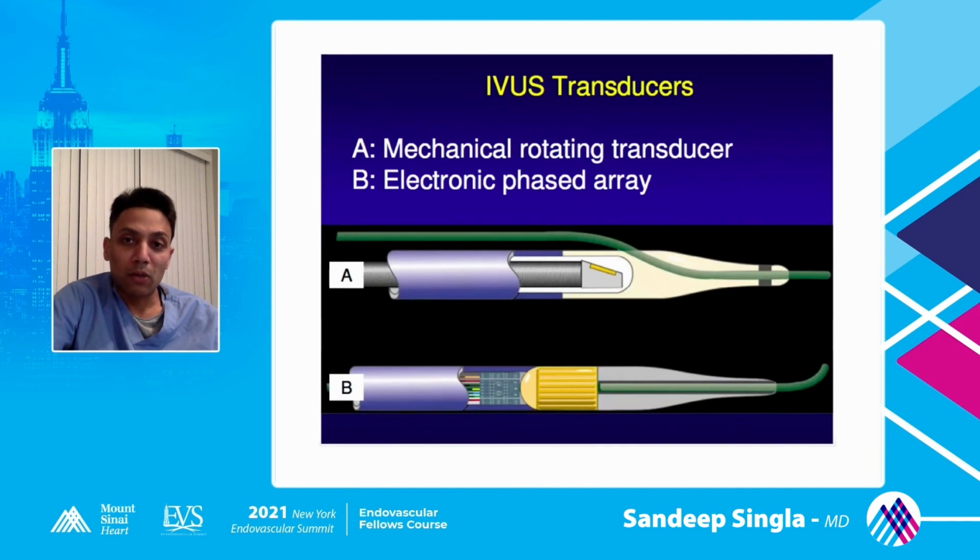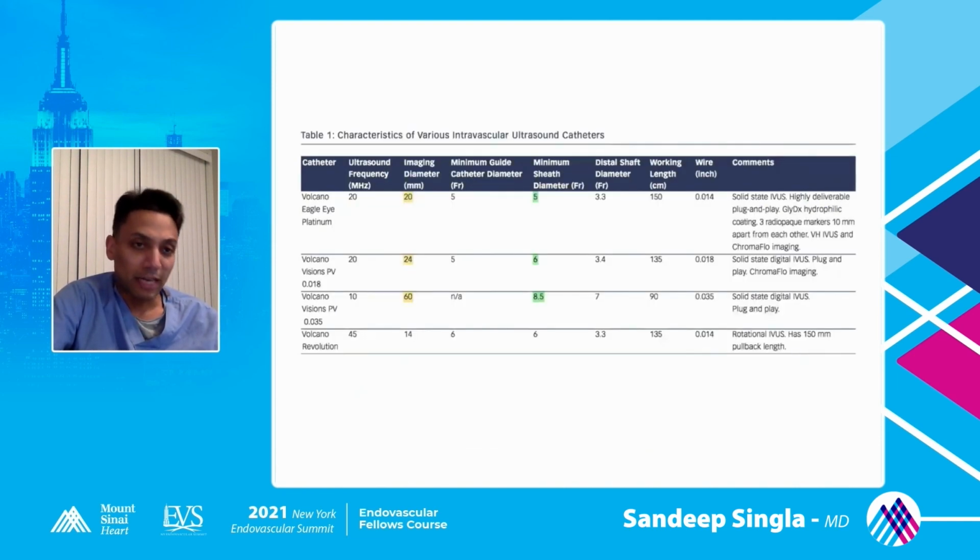Two lines about the basic physics of intravascular ultrasound. There are mechanical rotating transducers and electronic phased array. The one which I tend to use is electronic phased array. The reason I tend to use that is it is faster to prep, and it has no limitation on how much length I need to evaluate.